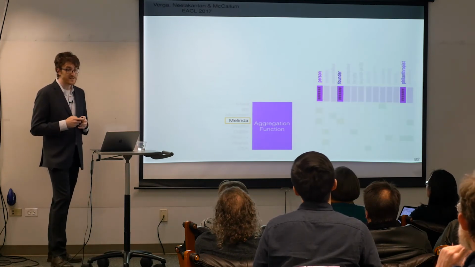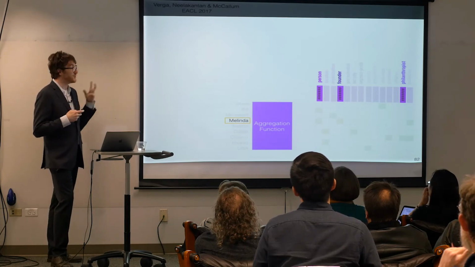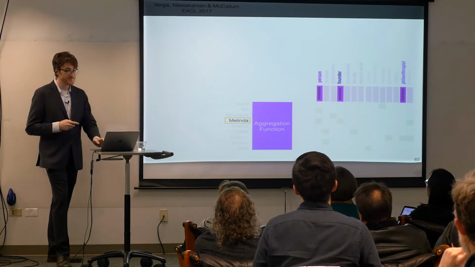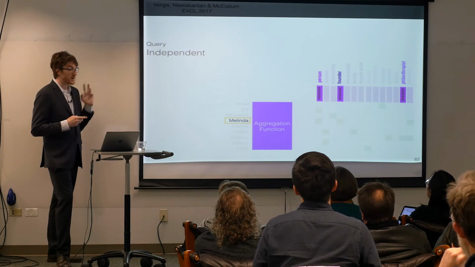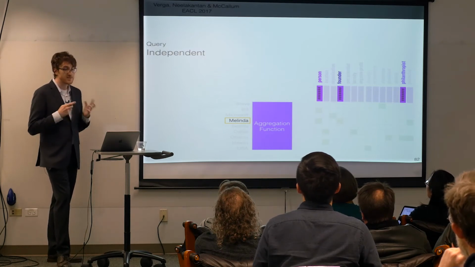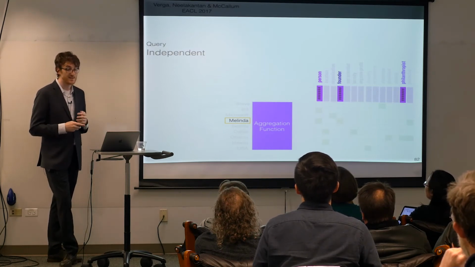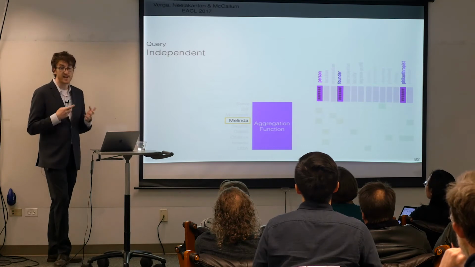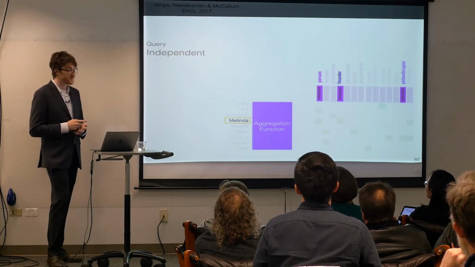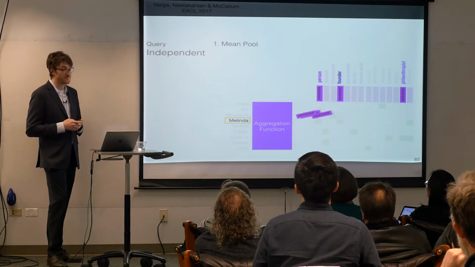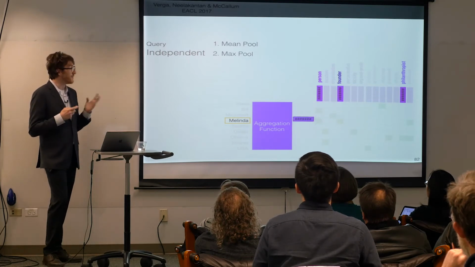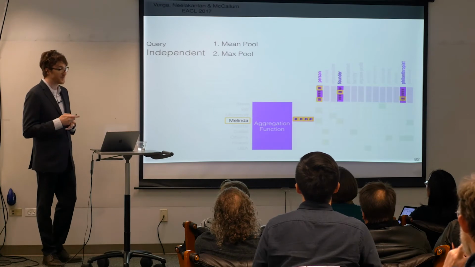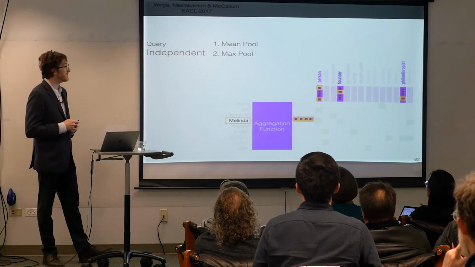So in our work, we investigated a few different functions for actually doing this aggregation over mentions. The first 2 are query-independent functions. These are going to generate the same representation for an entity, regardless of any particular query we're trying to answer. So the first is just a simple averaging over the observed mentions. And the second is a max pool, which again takes the maximum value at each dimension over the mentions.